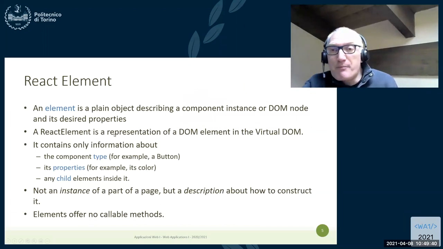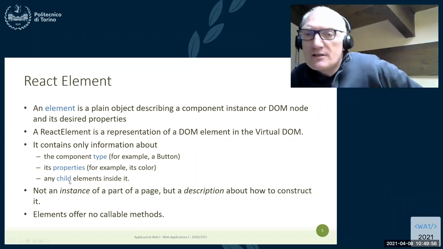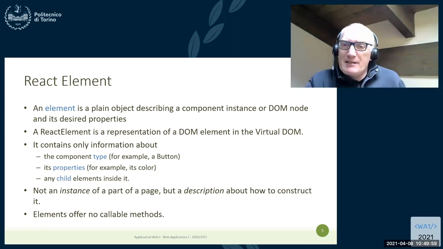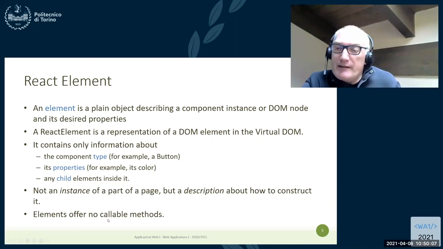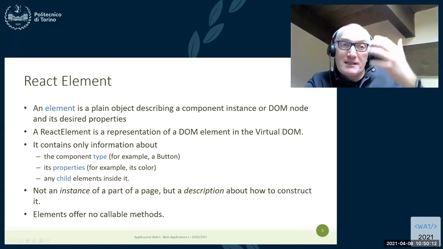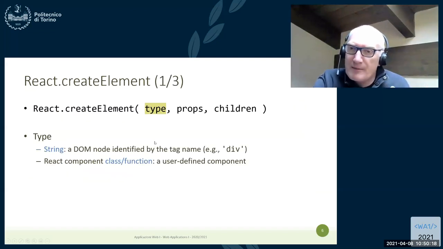React elements are very simple objects. That's why it's easy and faster to create them, because it's only a simple object with a type, which is a reference to an object, an object for the properties, and the list of children. It's not yet a part of the page, but a description of how to implement some part of the page. It's not an intelligent object. It doesn't have any callable methods. It's just a representation of the information, an easy data structure for representing that.